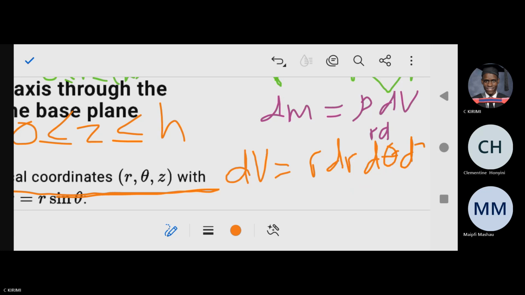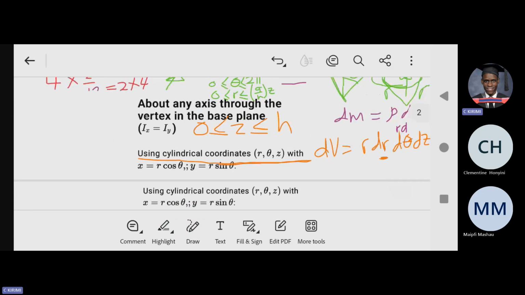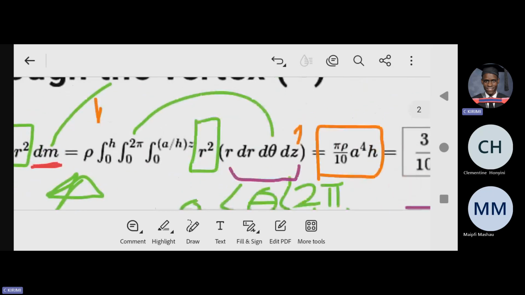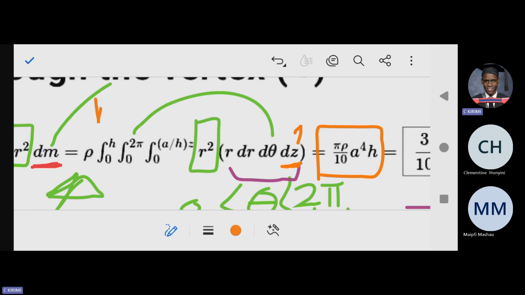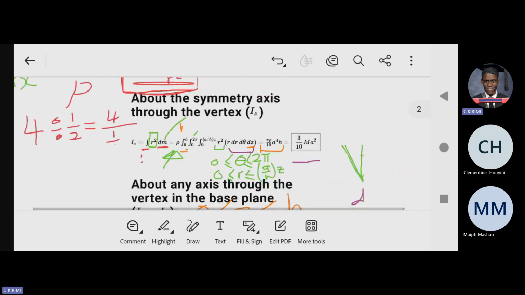Even when you are putting your integral, you make sure from calculus that the inner integral is the one having the limits of r. That's why here our inner integral has the limits of r from 0 to a over h because of the dr. The second limit is with respect to theta, from 0 to 2 pi, with d theta. The outside limit, dz, corresponds to the limits 0 to h. Any question?